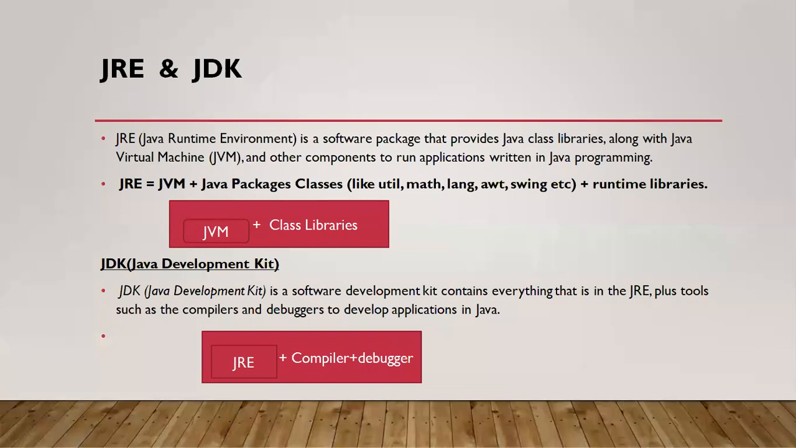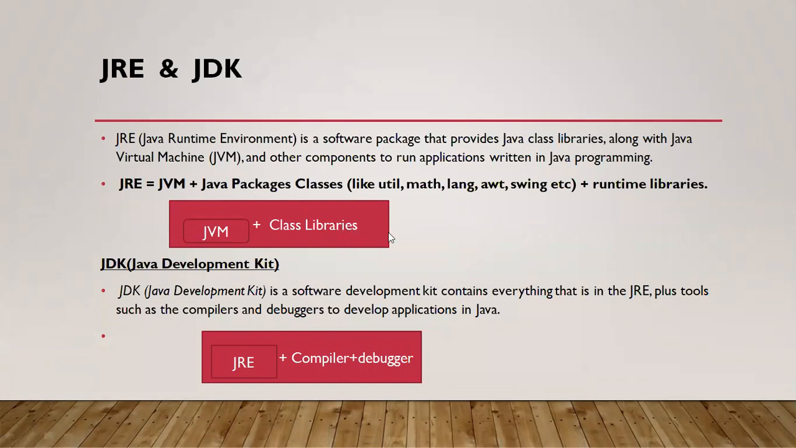If you see this particular total box, assume that this is the total JRE. This JRE has the complete JVM engine, and including that JVM engine, it has some class libraries. So the combination of JVM plus class libraries is called a JRE. It is just a software package with the JVM engine plus class libraries.